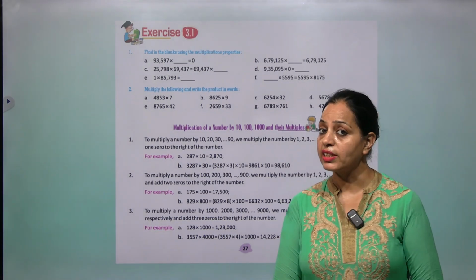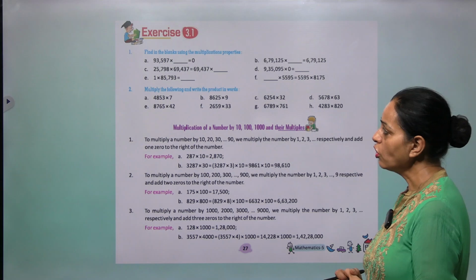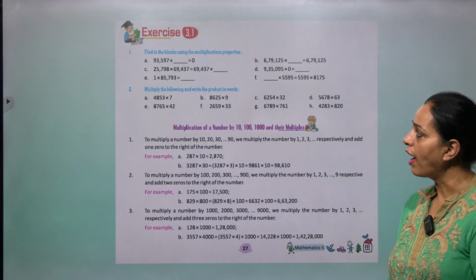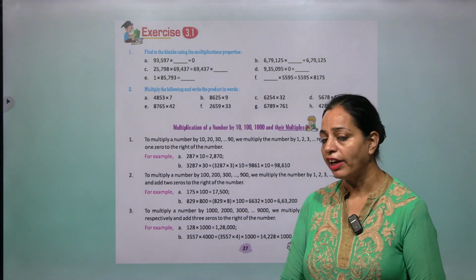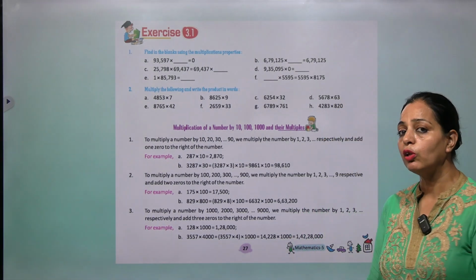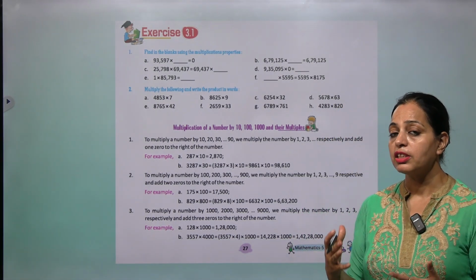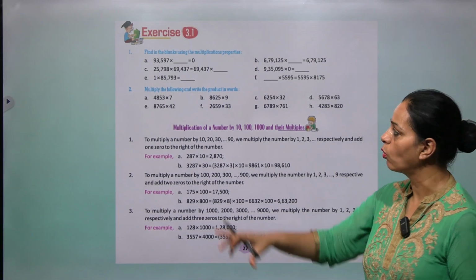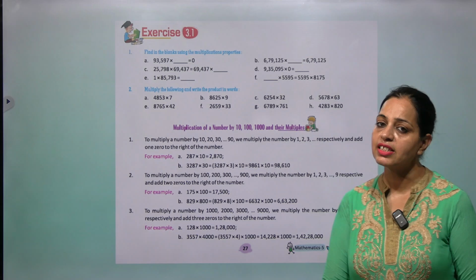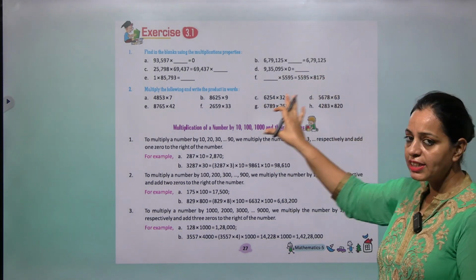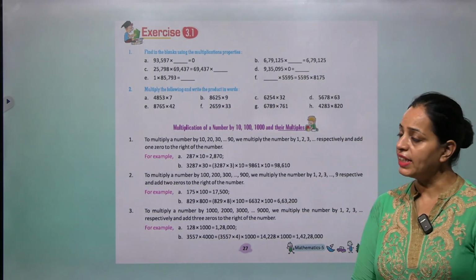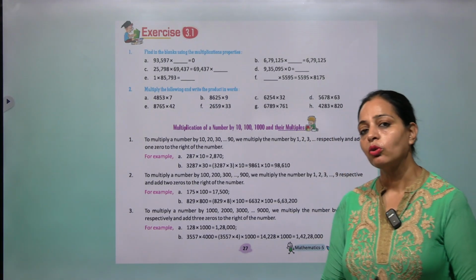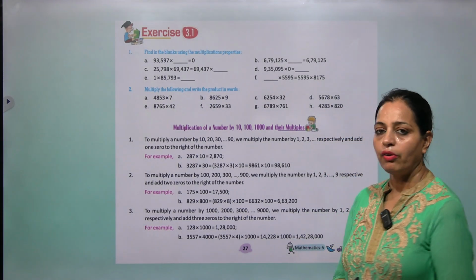Now we are coming to exercise 3.1. See question number 1, filling in the blanks. The first part: 93,597 into dash equals 0. As I told you, when we multiply any number by 0, the result would be 0. So the answer to part A is 0. Similarly, these are very simple. Like part B, we are multiplying a number by 0, so the result would be 0.